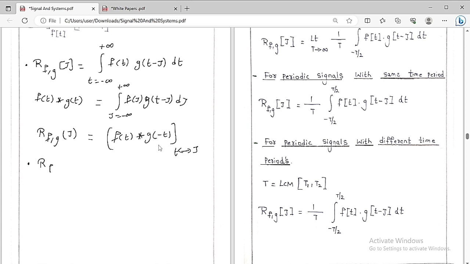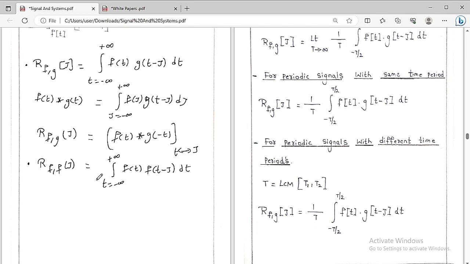So r of f comma f of tau is nothing but simply integration from t equal to minus infinity to plus infinity of f of t and f of t minus tau dt. This one I already told you, right? So now I can write this as f of t convolution f of minus t, and finally replace t by tau. So I've discussed that the same thing is autocorrelation, and different functions mean cross correlation. This one I've already told you, right?